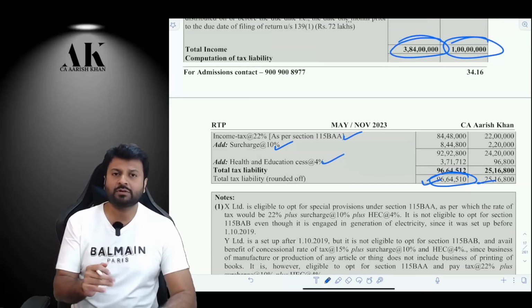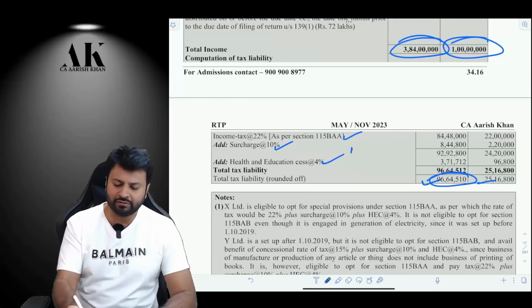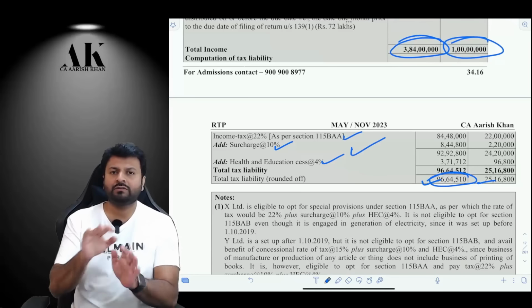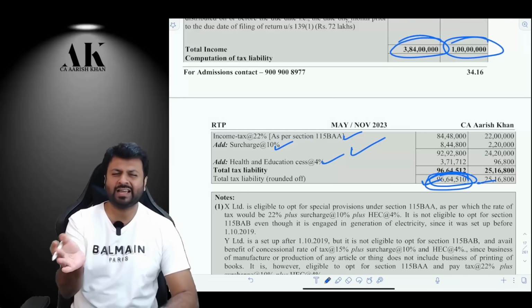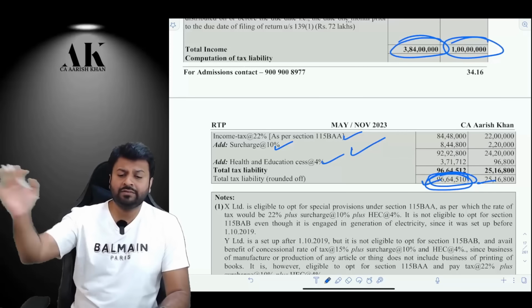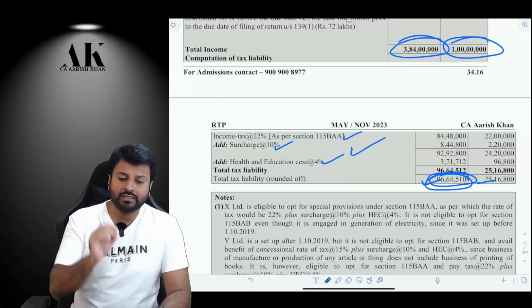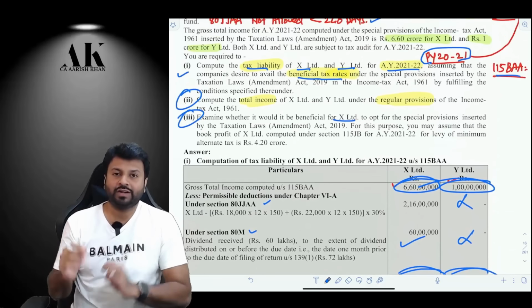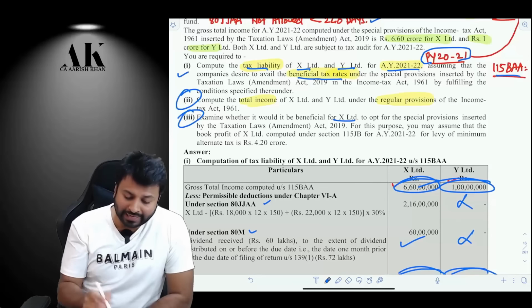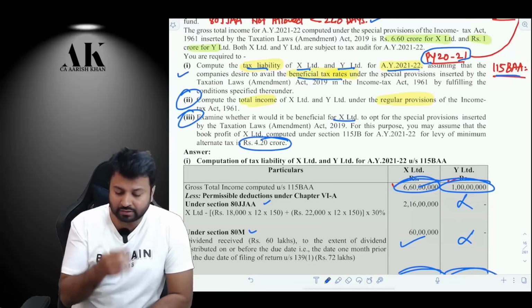And in special provision, you are not liable for MAT. No MAT is applicable when you follow 115BAA. Assessee opting for 115BAA are not liable for MAT. Therefore, your final tax liability will be 96 lakhs, 97 lakhs approximately. But if you follow the general provision, what is the disadvantage over there? Sorry, not advantage. You also have to follow what? MAT. Then for that, you need to compute the book profit. The book profit is given in the question as 4.2 crore.